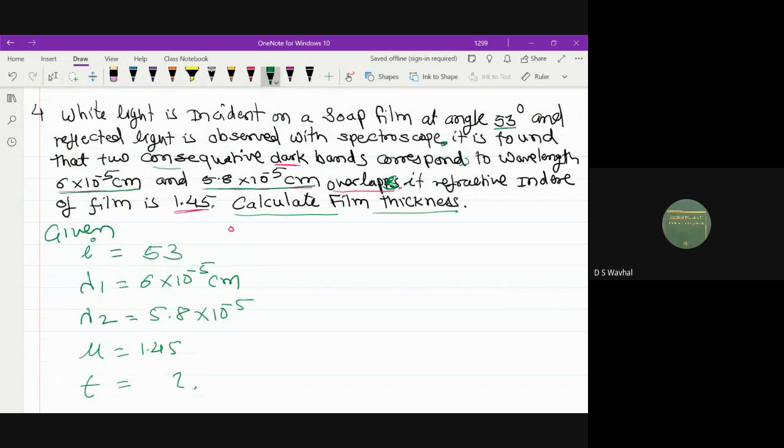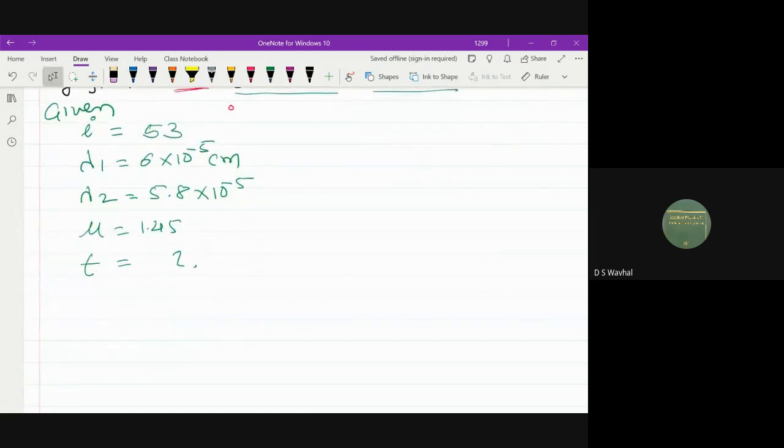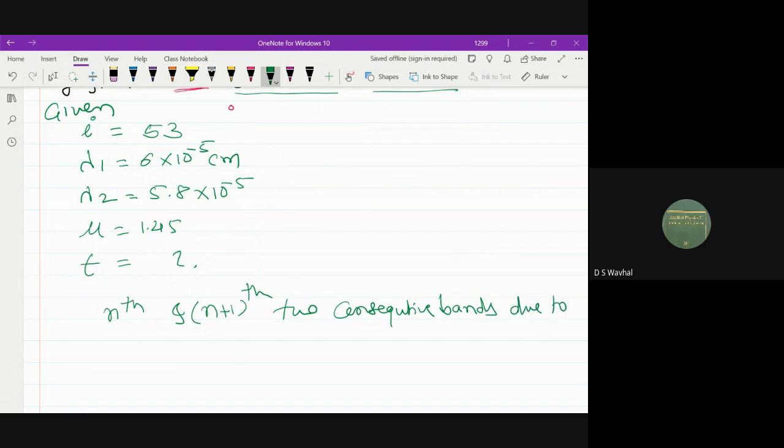So here it is written two consecutive dark bands corresponding to wavelength lambda 1 and lambda 2. So let us take n and n plus 1. These are the two consecutive bands due to wavelengths lambda 1 and lambda 2 respectively, overlap. Okay, these two bands overlap. The dark bands overlap.